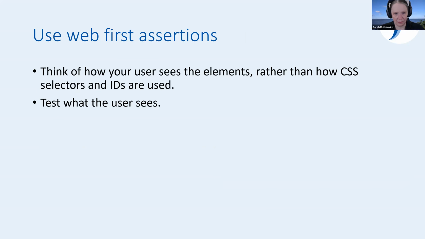You want to use web first assertions. Think of it as what the user sees and how they see that and what they expect the text to say, for example.